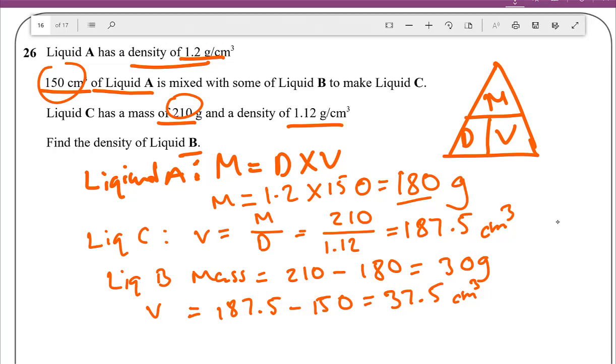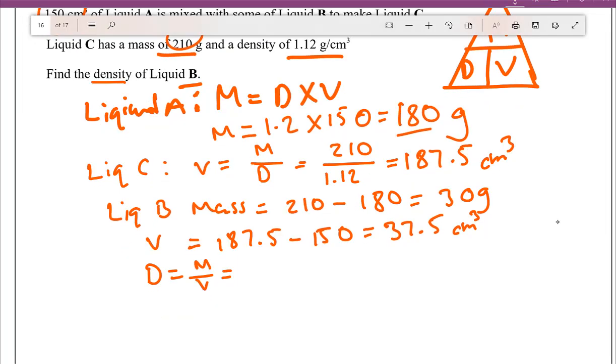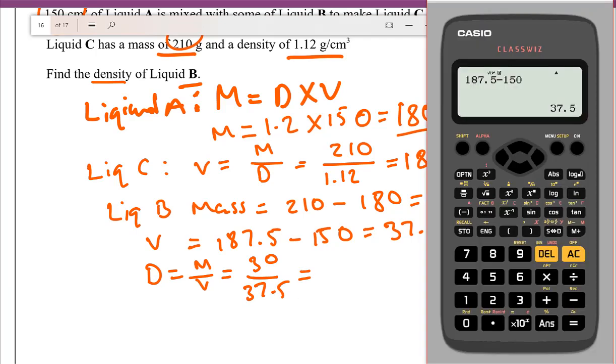Now for liquid B, we have a mass and we have a volume given. So all we need to do is find the density of liquid B. We know density is equal to mass divided by volume. So we know the mass is 30, so we're going to do 30 divided by the volume, 37.5, and type that in your calculator.